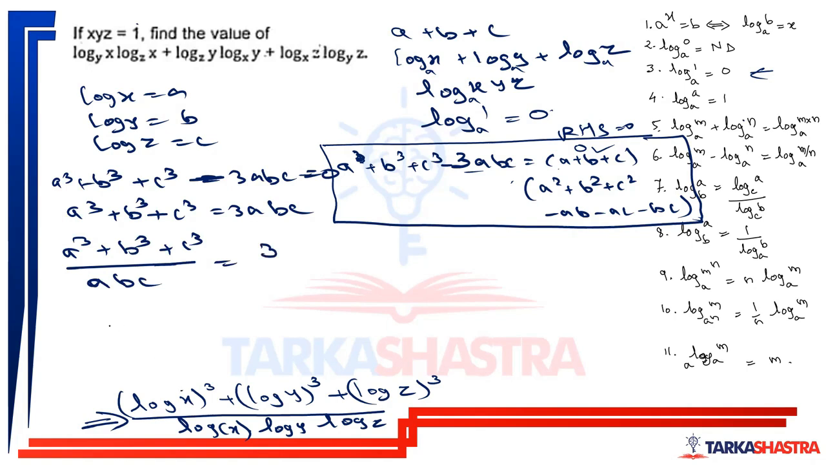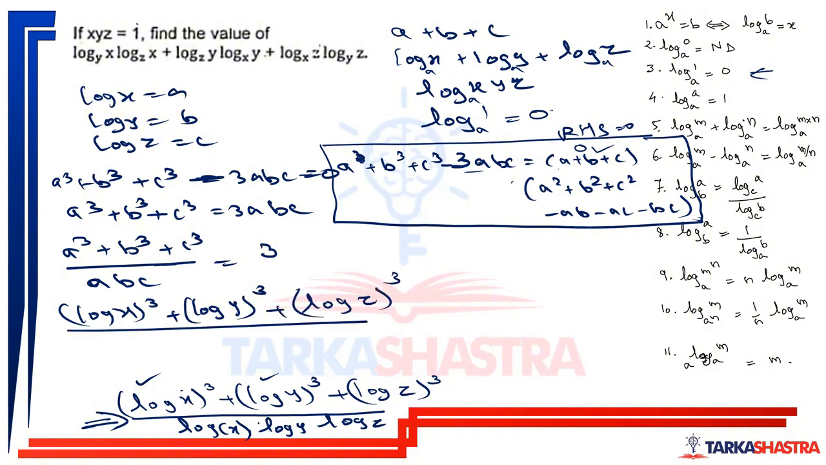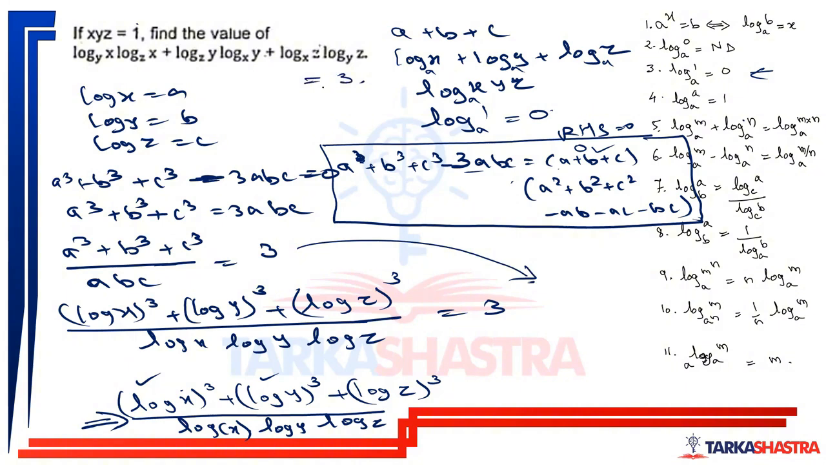Now what is a cube? Log x whole cube. What is b cube? Log y whole cube. And what is c cube? That is log z whole cube, upon log x, log y, log z, which is nothing but abc, which is equal to 3. So overall, this expression boils down to 3 only. Okay, this is how you need to solve it.